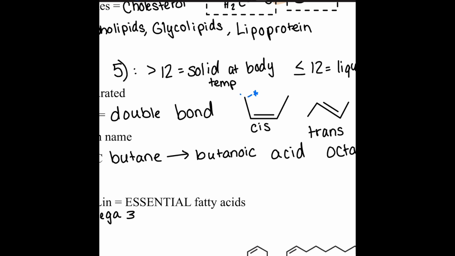1, 2, 3, 1, 2, 1, 2, 1, 2, 3. Versus if I had the same thing but without that double bond, we'd have 3 hydrogens at these 2 middle locations. So this is our unsaturated because it's not fully saturated with these hydrogens.